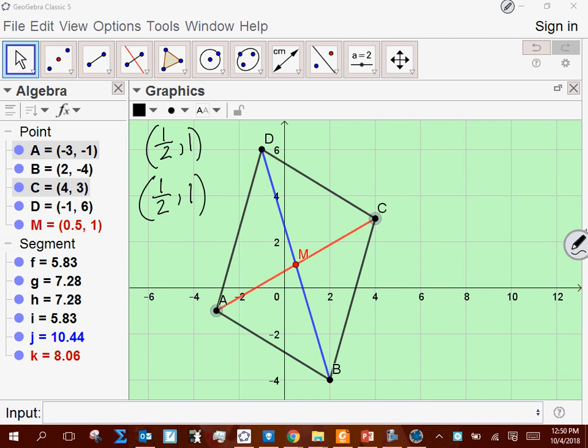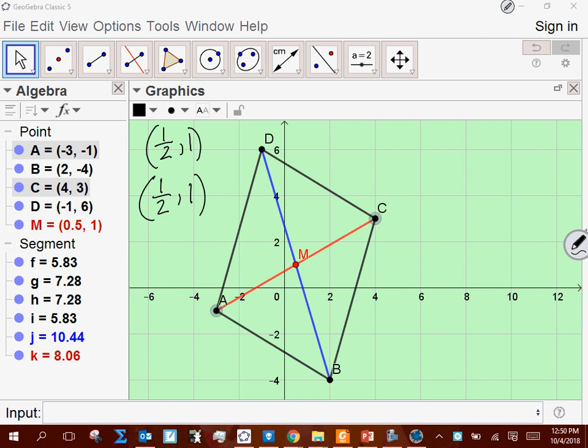Okay. Is it on the red line? Is it the same set of coordinates for both? It's the midpoint for both, right? So because it's on both lines and it's the midpoint of the blue one, that tells us that the red segment is a segment bisector of the blue. Does that make sense? Okay.